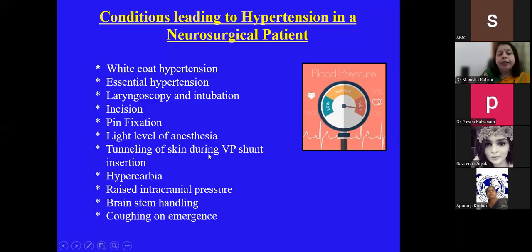If the patient is undergoing a VP shunt procedure, and when they insert the shunt in the abdomen by making a tunnel under the skin, at that time also there can be a sudden rise in blood pressure.